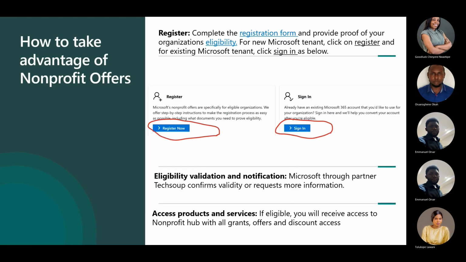So Microsoft needs to also validate that the organizations to which they are extending these discounted offers and grants are non-profit. For that very reason, Microsoft has created a portal where non-profits around the world register their interest, and Microsoft gets to validate that you qualify for the grant and every discounted technology that is being made available to you.